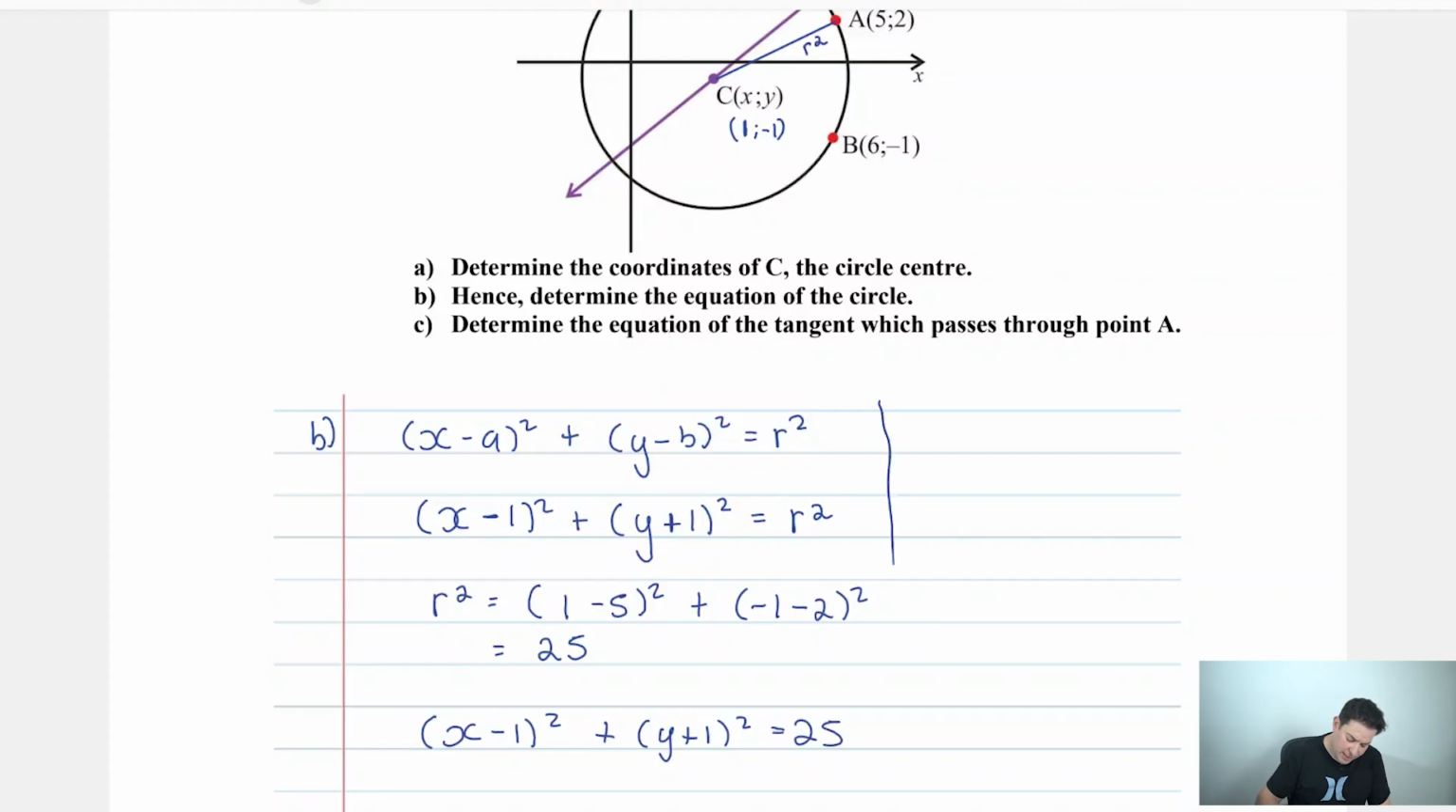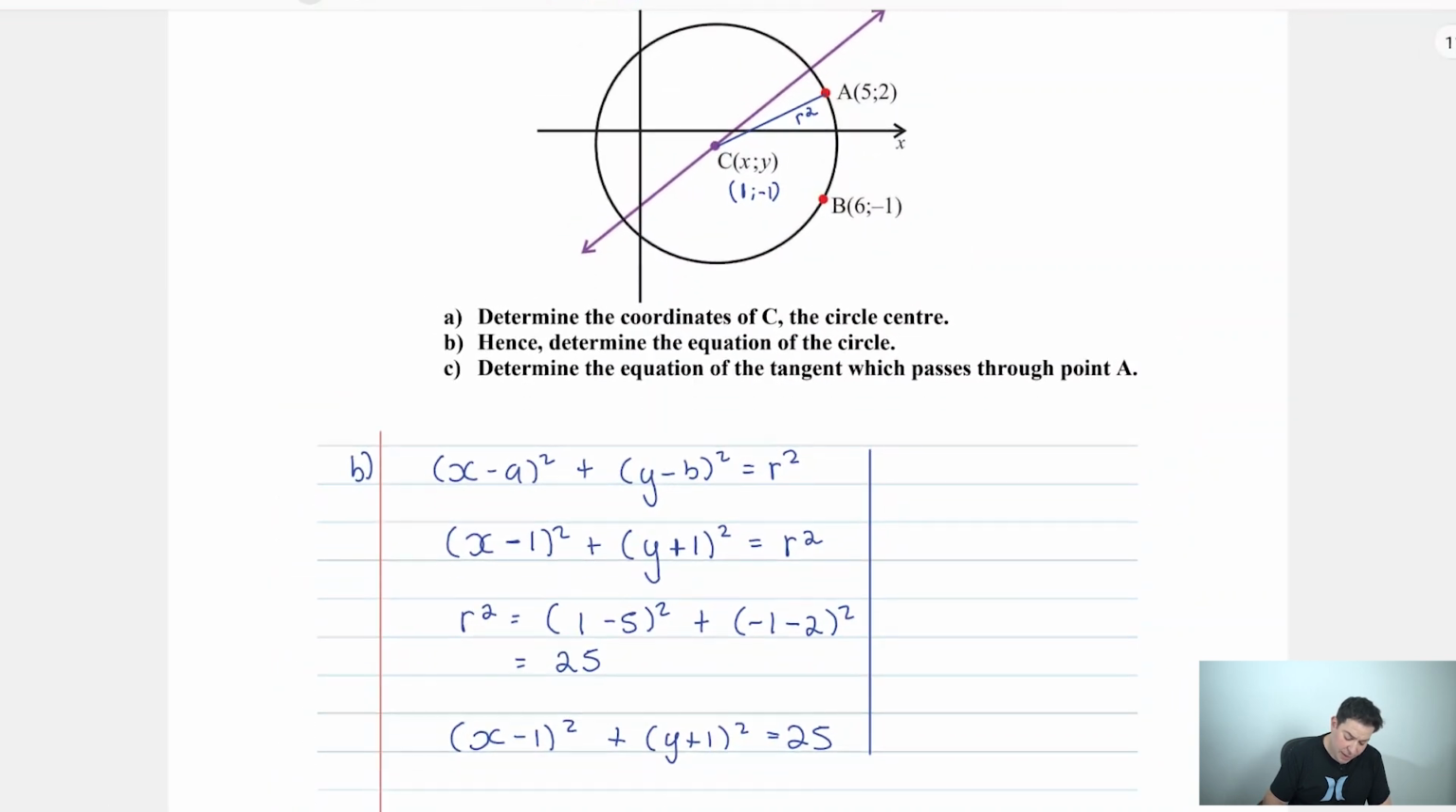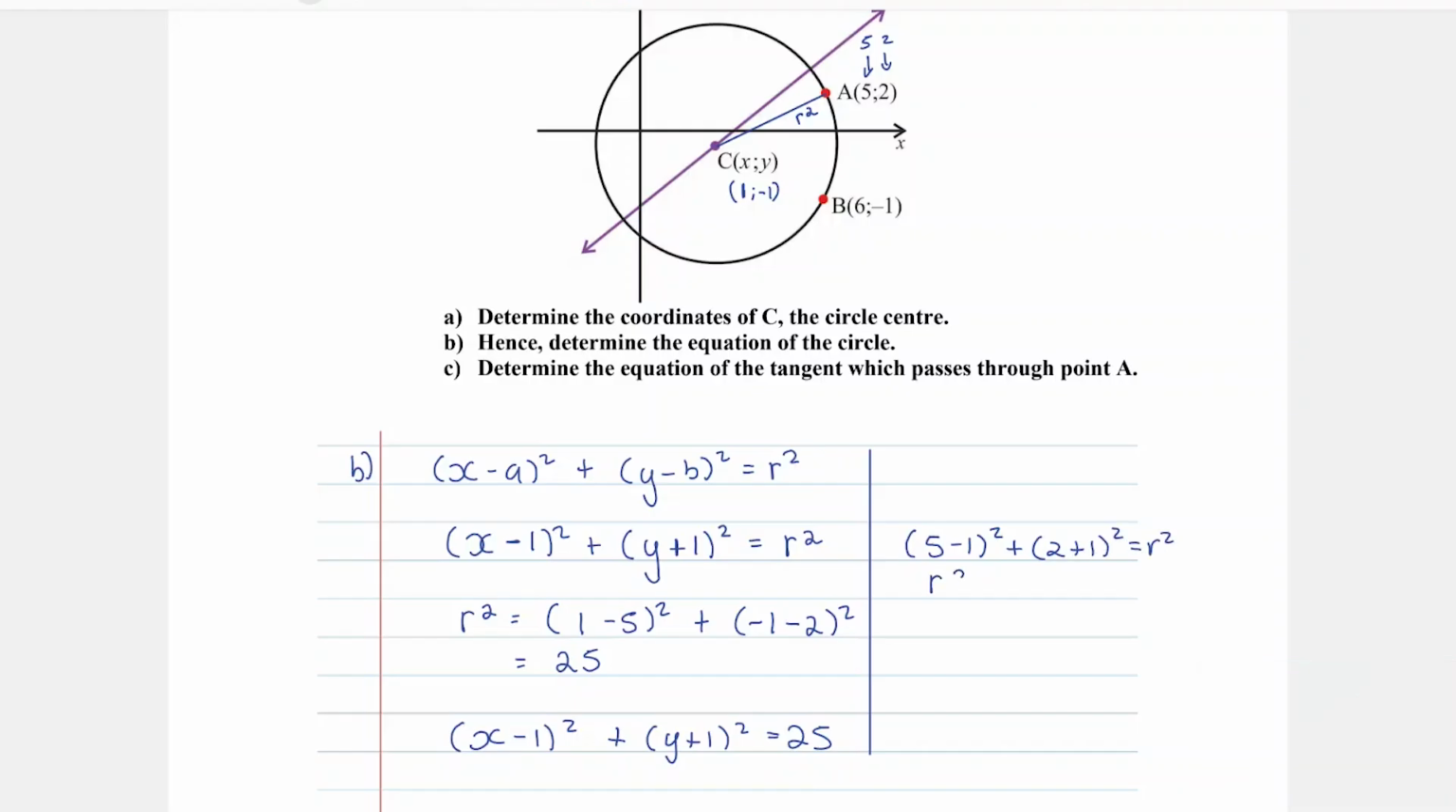The other way you could have done this, and I'm going to do it very quickly, is we could have substituted a point A or B into this equation and solve for r squared. You'll see it actually turns out to be the same as the distance formula. So I'm going to use point A, x equals 5, y equals 2. So in my formula, it becomes 5 minus 1 all squared plus 2 plus 1 all squared equals r squared, and then r squared equals 25. Either way is fine, whichever way you prefer.